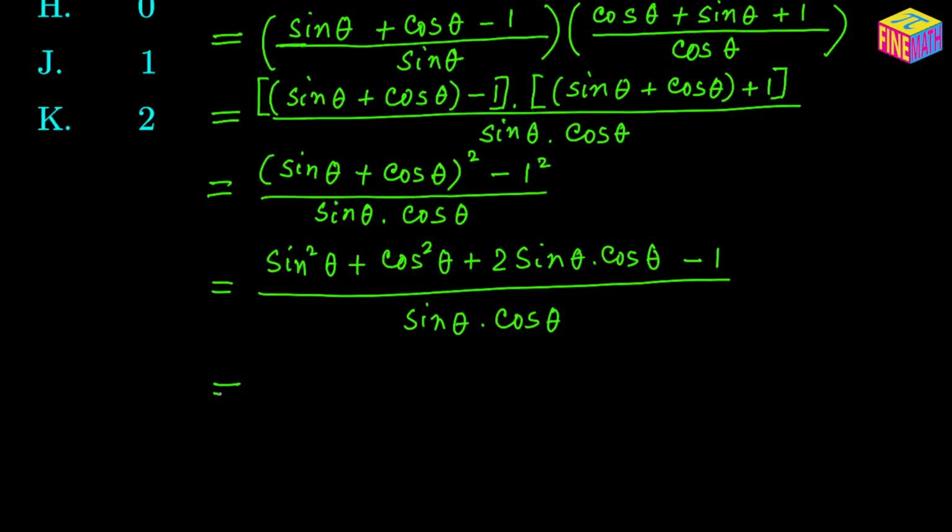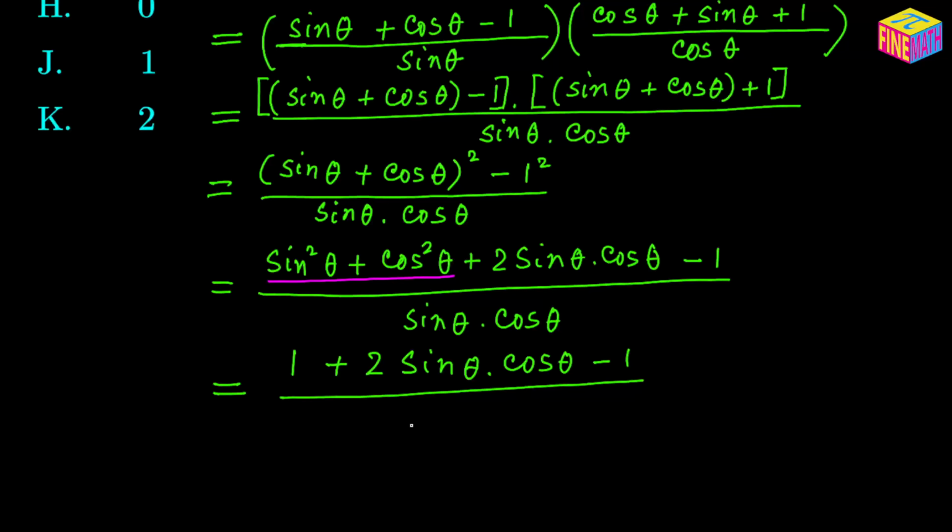And now if you carefully look at it, we have sine squared theta plus cosine squared theta, that is actually equal to 1. This is one of the Pythagorean identities. It says that sine squared theta plus cosine squared theta equals 1. So now I am going to write 1 in place of that. Then plus 2 times sine of theta times cosine of theta and minus 1 over sine of theta times cosine of theta. And now you see the 1 and 1, they're going to cancel each other, the positive 1 and the negative 1.